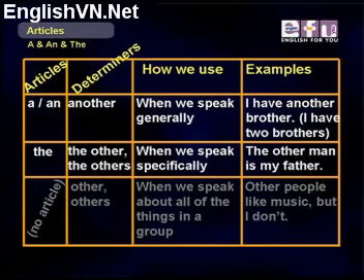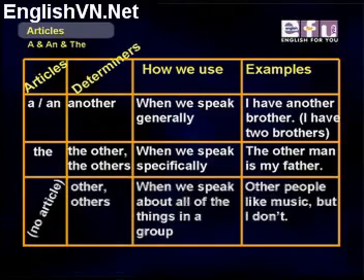And our article the. Well, we can also say the other or the others when we speak specifically about another group. So the other man is my father. So here's one man, there are two men. Here's one man, and the other one is my father. Or we have no article, so the determiner would be other or others when we speak about all of the things in a group. Other people like music, but I don't.